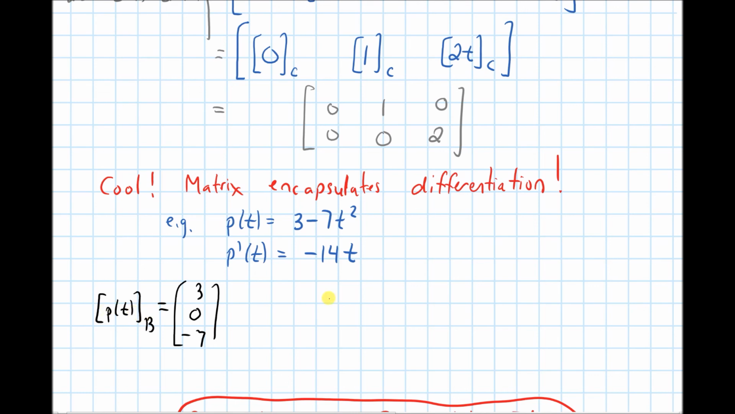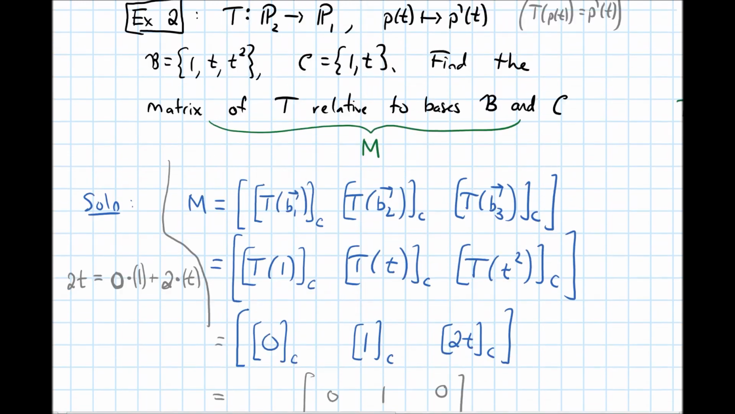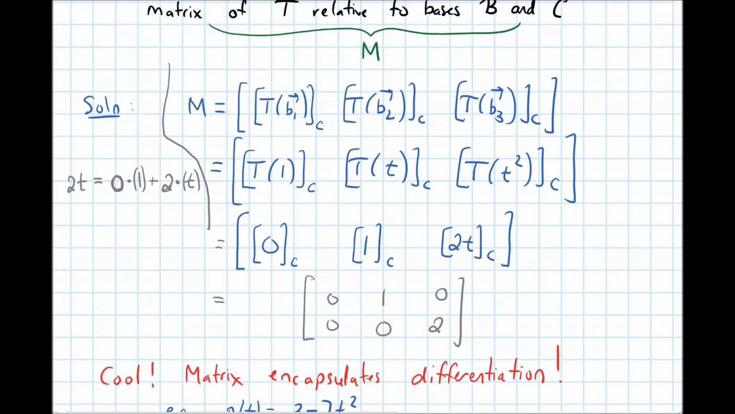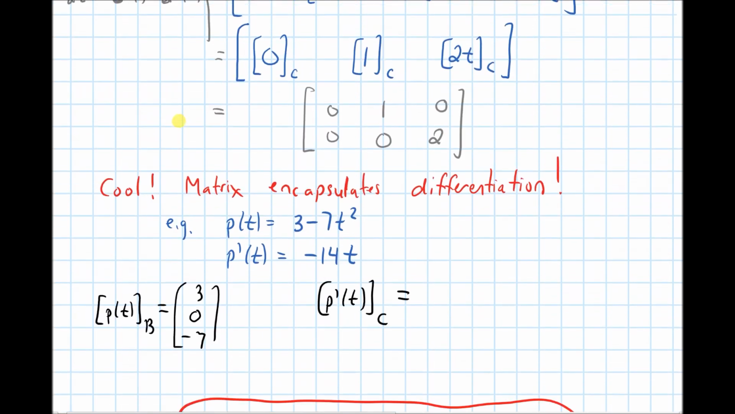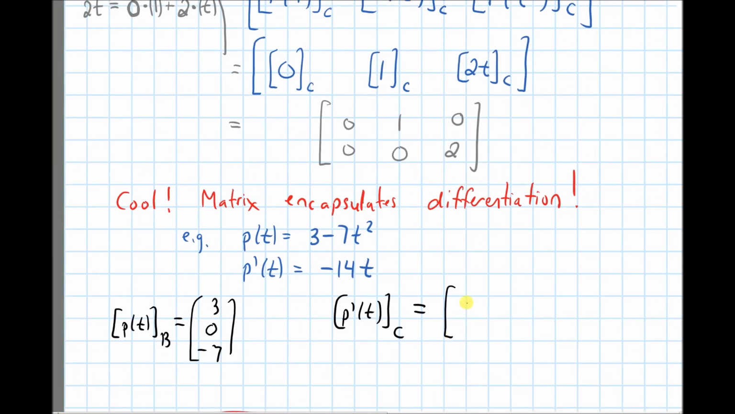And then if we write the coordinate vector of p prime, the basis here that I want to use is c. And let's remember, c was the standard basis for P1. It has 1 and it has t in it. So I would have 2 entries for this vector. There's no constant term, so I'd have 0 first. And then the coefficient of t is negative 14.